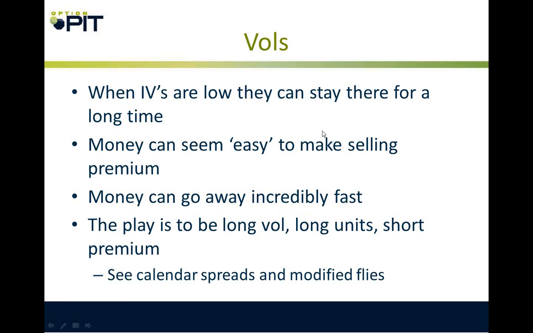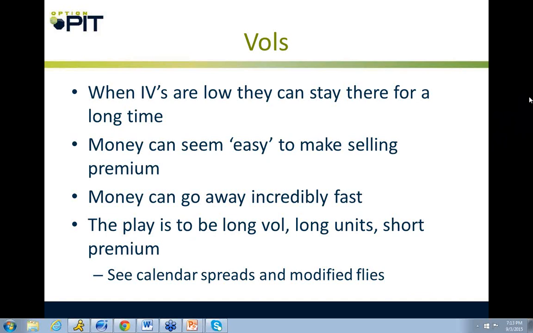All right, so the play is to be long vol, long units, short premium. When IVs are low, it's important to want to own some premium, be a net owner of contracts, but be a net seller of premium. One can own lots of contracts and still be a net premium seller. That's the key. Things in low volatility environments that can work great are calendar spreads and certain types of modified butterflies.